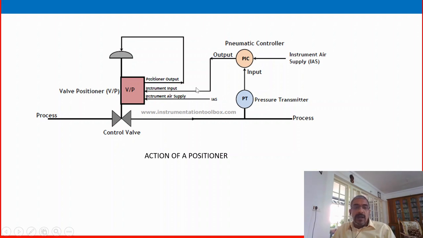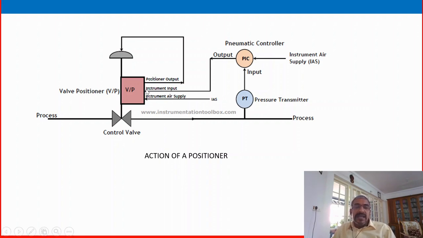That output, the instrument output or controller output, is coming to the component which we call a positioner. So the positioner normally has two inputs coming. One is the instrument controller output. That controller output is giving the instruction, telling the positioner or control valve how much you need to adjust, how much you have to open or close. That is the controller output.